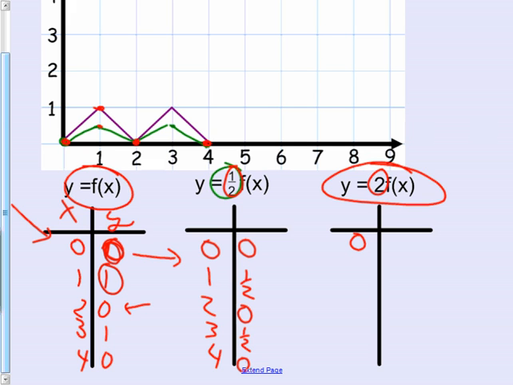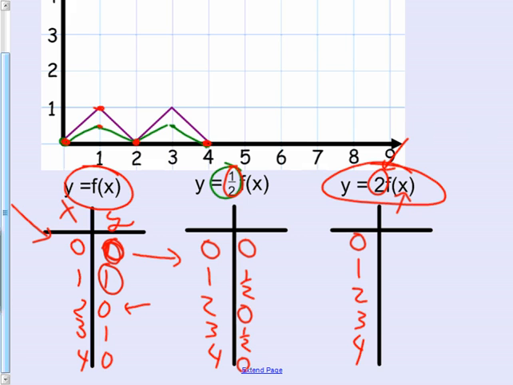So my X's are staying the same. 1, 0, 1, 2, 3, and 4. Do you get why the X's are staying the same? Because the X's control left, right. And my X stuff in here, nothing happened inside, so I leave my X's alone. Something happened on the outside. That's where the vertical or the Y stuff happens. So that makes it twice as big.